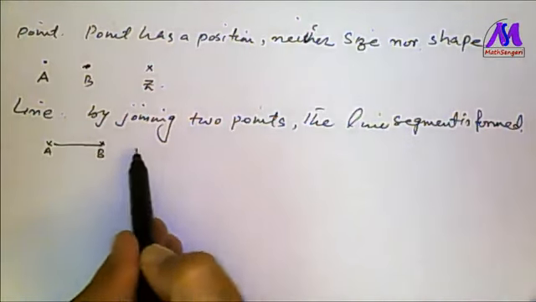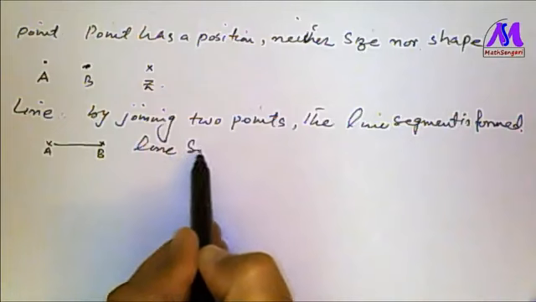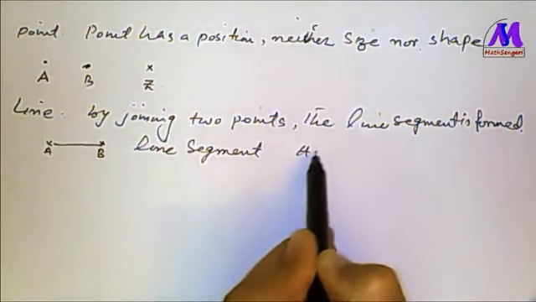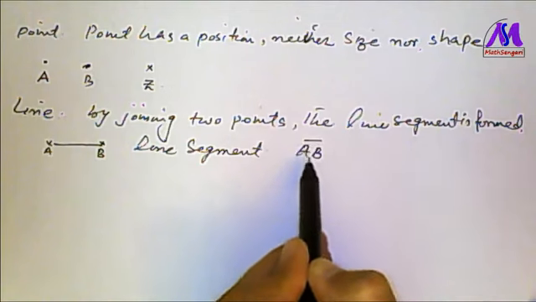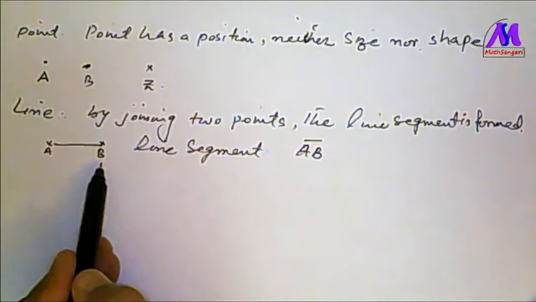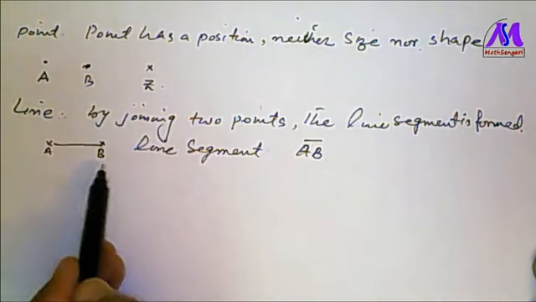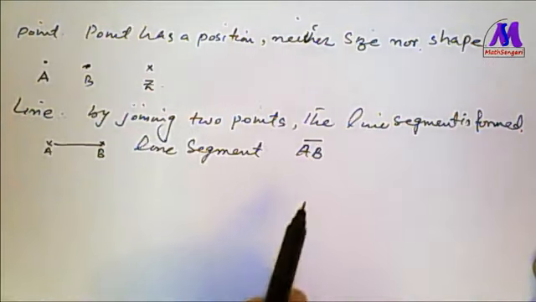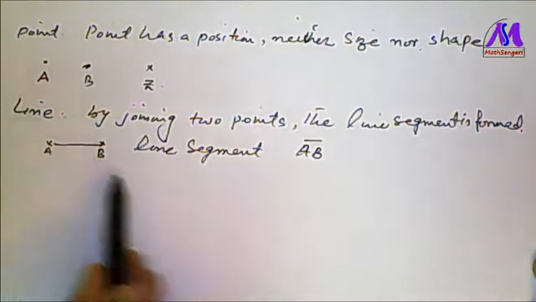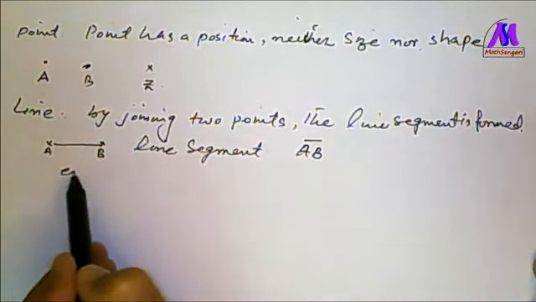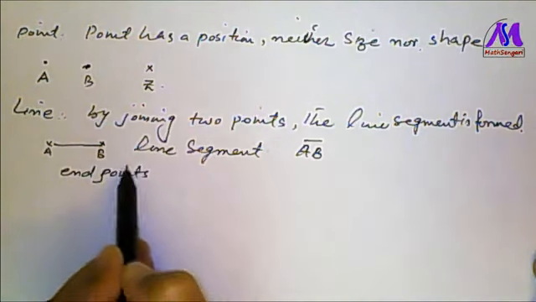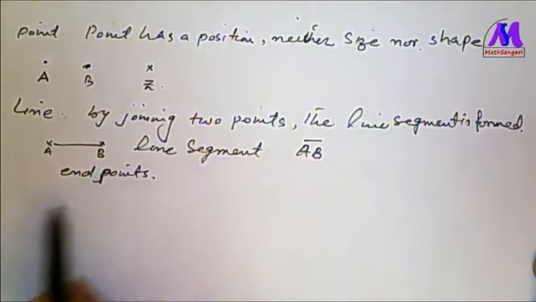Then this is called a line segment, and usually we denote it by AB with a bar. Why? Because it starts from point A and goes up to end point B. So it's AB with a bar. It indicates the line segment. And remember, these points are called the end points.